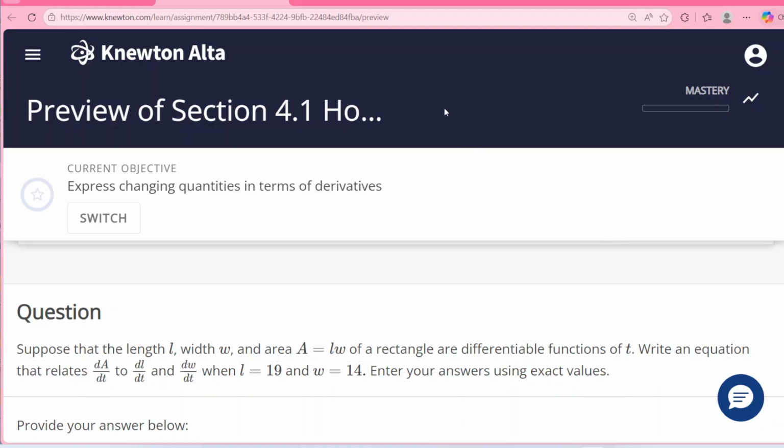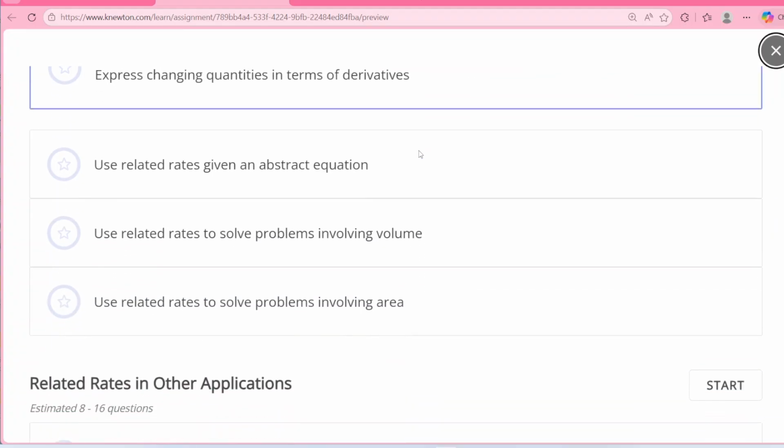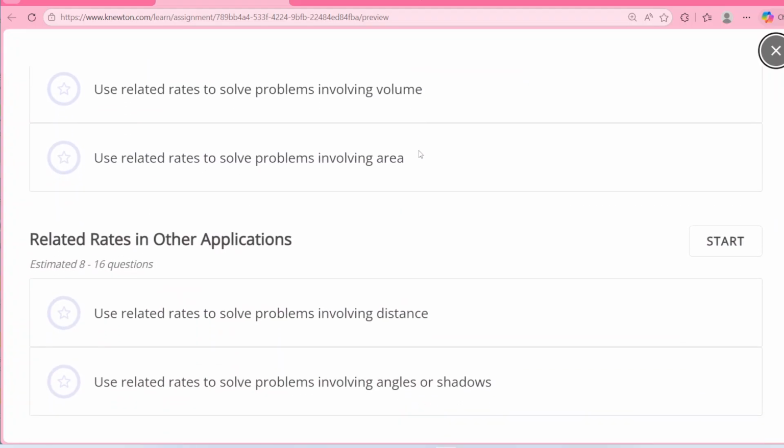Okay, so here we are, Knewton Alta, in section 4.1, this related rates section in the particular course of calculus I am teaching. In the upper right-hand corner, you should see a mastery bar that tells you how far along you've gotten in the assignment. Next to that, you have an activity log, which, if you click on it, shows you all of the objectives in the particular assignment.